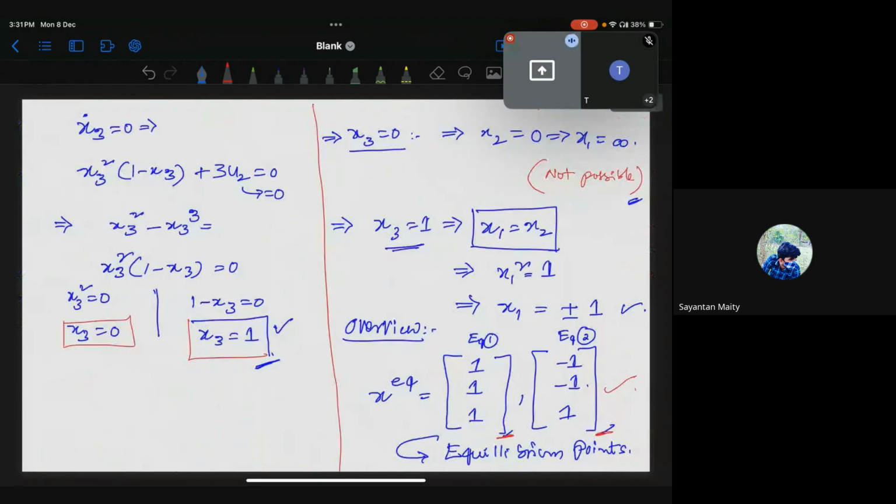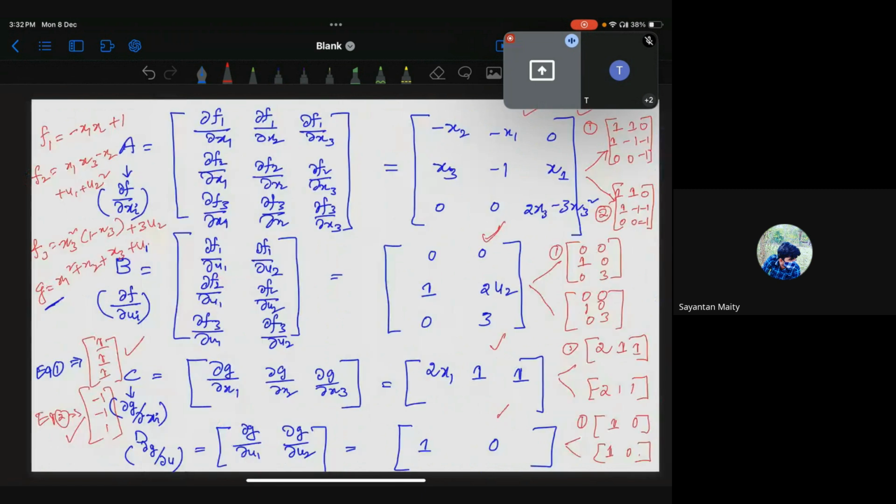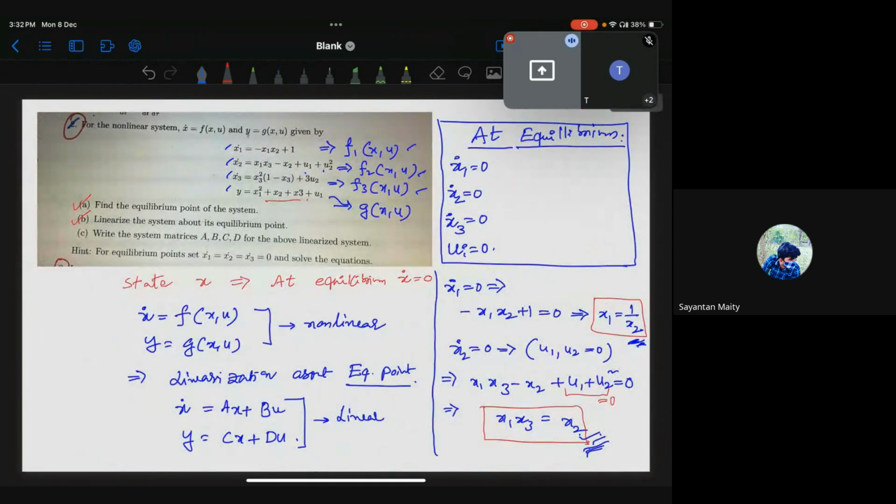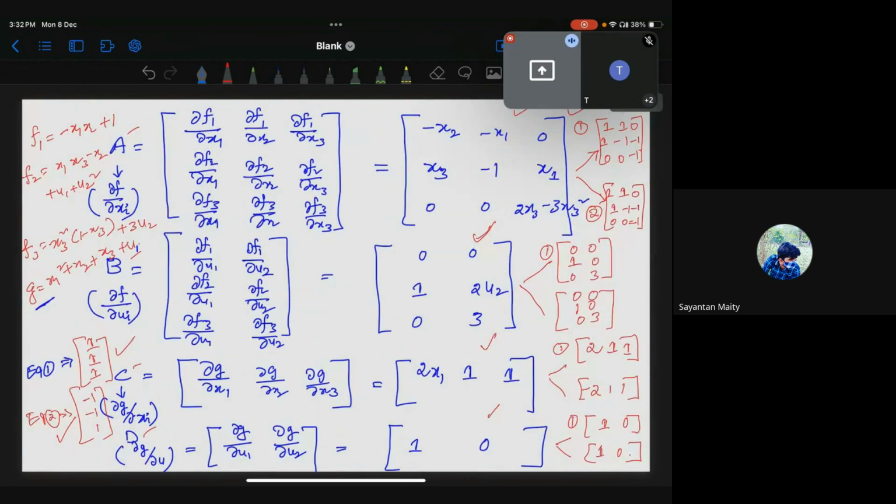Linearize about the equilibrium point. With respect to these equilibrium points, using the Taylor series expansion, these are the matrix expressions we will get. 4 matrix expressions. That is called the linearization, linearization with respect to the equilibrium point. For both equilibrium points you will get a different set of matrices. These are the matrices A, B, C, D for this linearized system of equations. Any queries here?